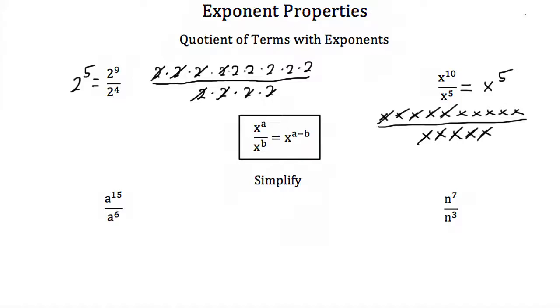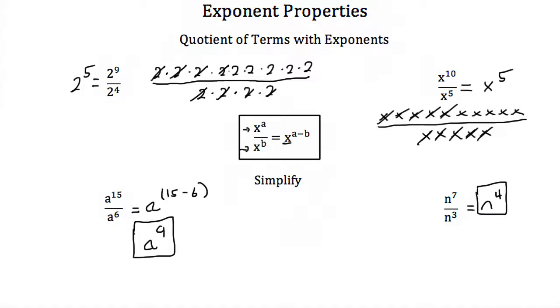So let's look at what's going on. If we have x to the a over x to the b, we keep our base and then we subtract our exponents. Before, when we multiplied, we were adding them. Now we just subtract them. So say I had a to the 15 over a to the 6. This would be equal to a to the 15 minus 6, or a to the 9th. If I had n to the 7 over n to the 3, that's equal to n to the 7 minus 3, or n to the 4th.